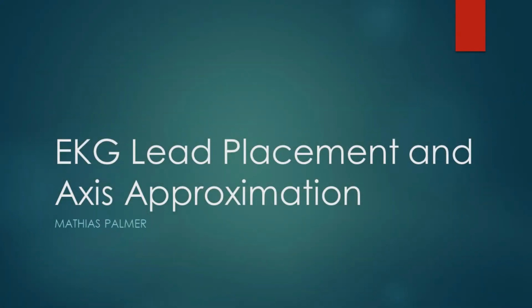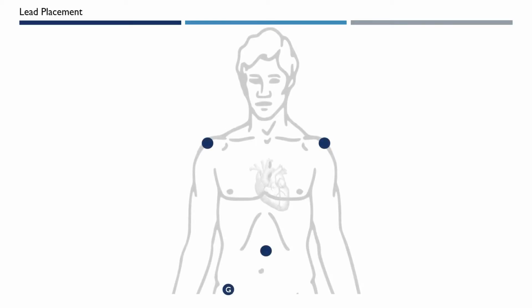My name is Matthias, and today we're going to review EKG lead placement and an axis approximation of heart depolarization. To begin, let's take a look at our leads. There's four leads, one on each shoulder and one on each ankle. And by alternating which leads are negative and positive, we're able to determine axes by which electrical activity is detected throughout the body. The first axis is lead one, and this goes from the right shoulder to the left shoulder.